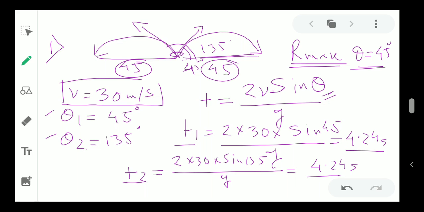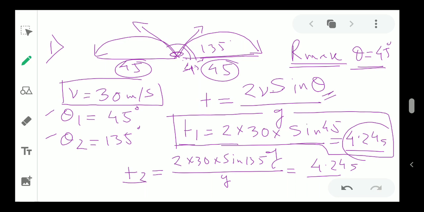So this was the answer for this question: the time for which it will be very dangerous for the man to stay there is 4.24 seconds. It will take 4.24 seconds to reach that place, right? After that it will fall down. So if the man comes after this time, there is no problem, fine.